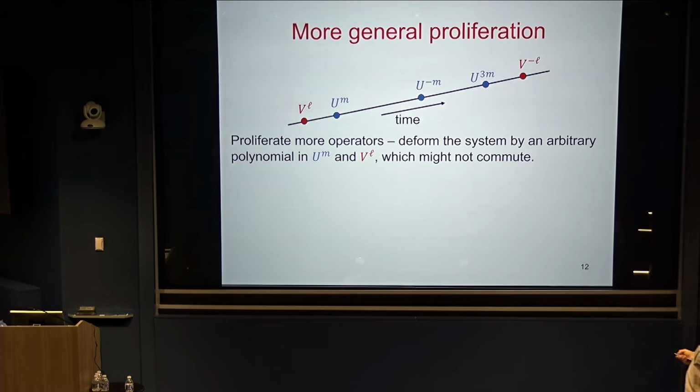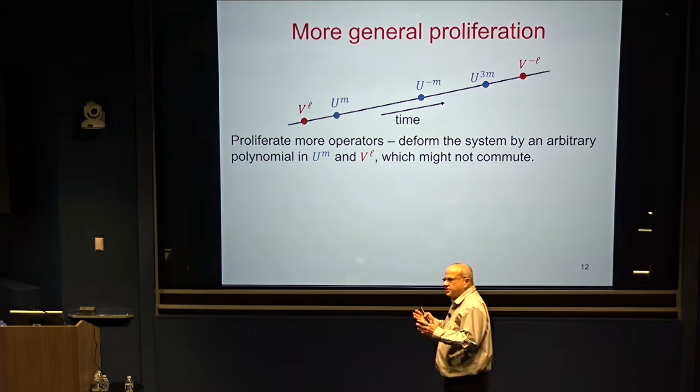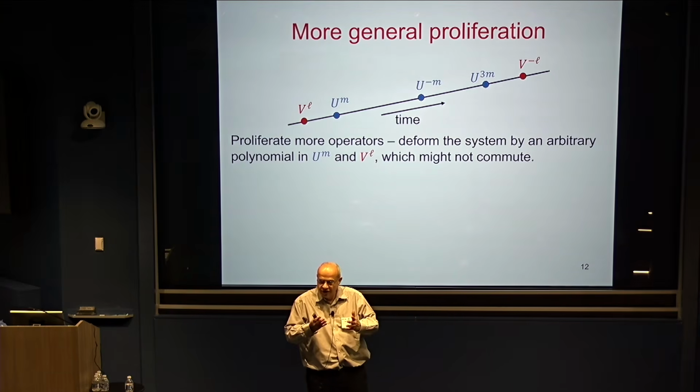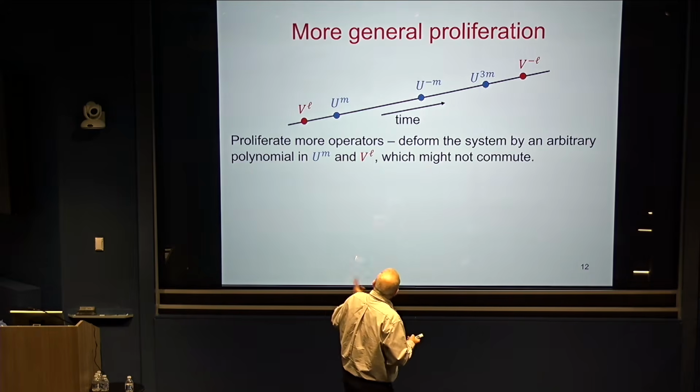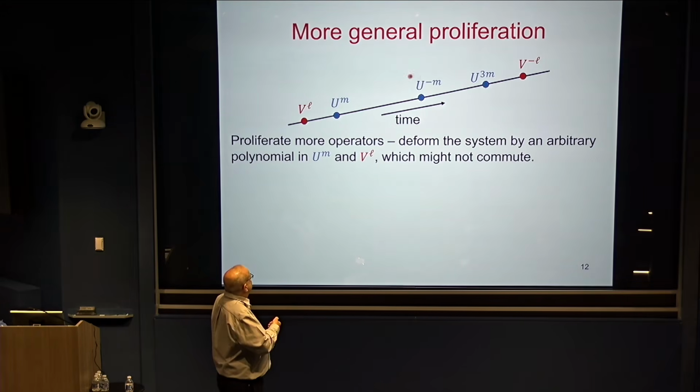But I can take the same Hamiltonian, which was 0, and perturb it by a polynomial in V to the L and U to the M. So these two operators don't commute, which means that I cannot think of it as gauging any symmetry, because this is an anomalous symmetry that I'm trying to gauge. Instead, what I have is keep bringing them down. I have a picture like that, and two operators proliferate, both U to the M and V to the L.